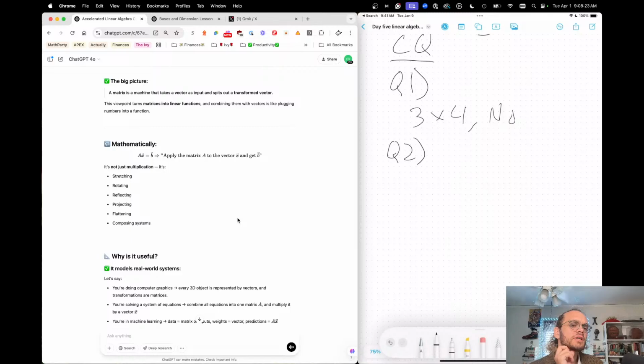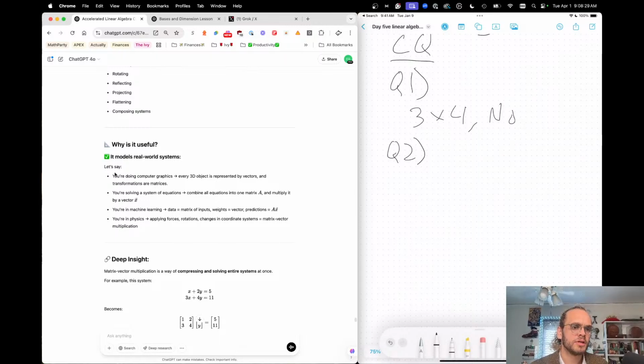So matrices allow me to stretch, rotate, reflect, project, flatten, and compose systems. This model is a real-world system. So in computer graphics, every 3D object is represented by vectors, and transformations are matrices. Wow. You're solving a system of equations: combine all equations into one matrix and multiply it by a vector x. You're in machine learning. You have data, a matrix of inputs, and the weights are vectors. So I understand that, I think. And the predictions will be the matrix times the vectors. Wow, that's crazy.